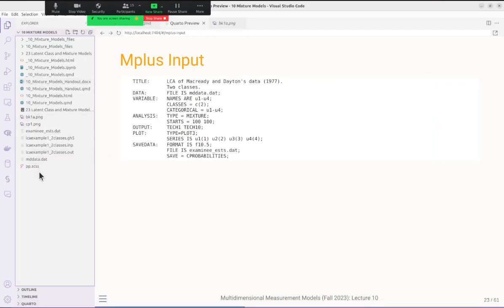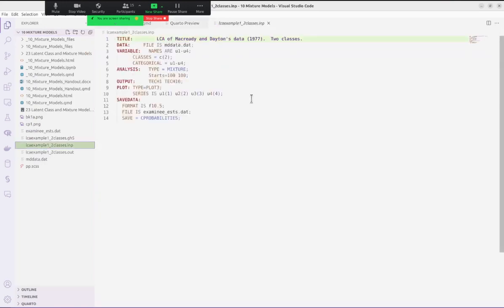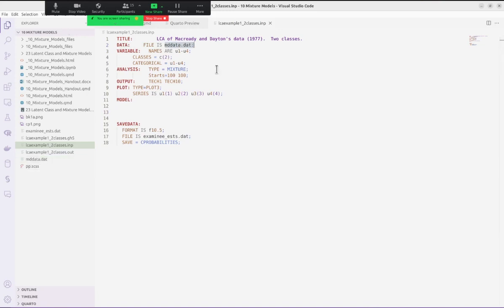And basically, normally what I do when I look at files like this, like M+ files, let me grab the M+ file here. I like to look for the model statement. There's no model statement. If I were to put a model statement in, it would look like this. And let me go through what we have here. Here, we have to tell it the data set. I have this mddata.dat. You can find it on our GitHub site.